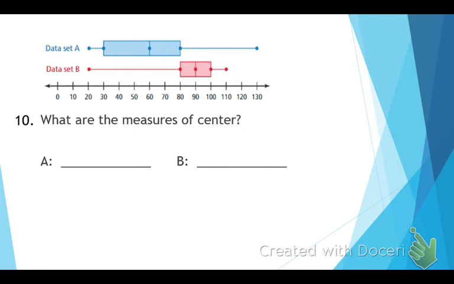All right, for the next one, you're trying to find the measure of center for the same box and whisker plots. Guys, what's another word for measure of center? The median. So we can see the median for A was 60, and the median for B is 90.